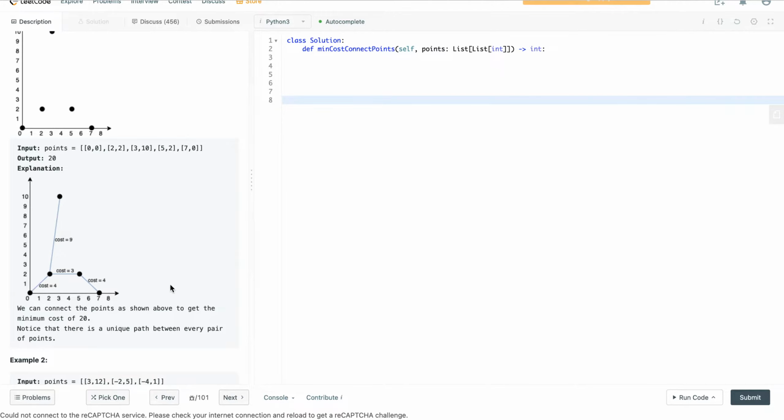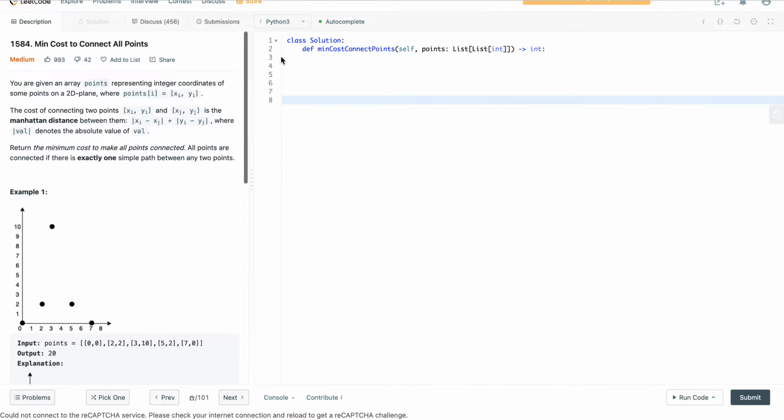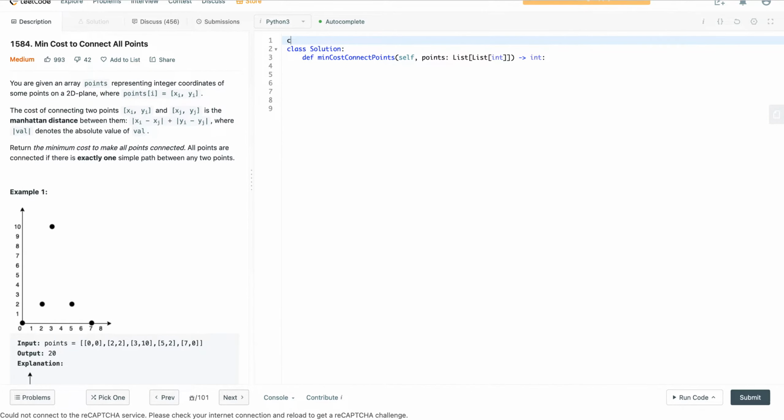But there's another key point: we need to find the minimum cost. So before we do the union in the union find, we have to sort the costs from the smallest to the largest, and then we can union them together. So let's start writing this. I'll first write my union find class.